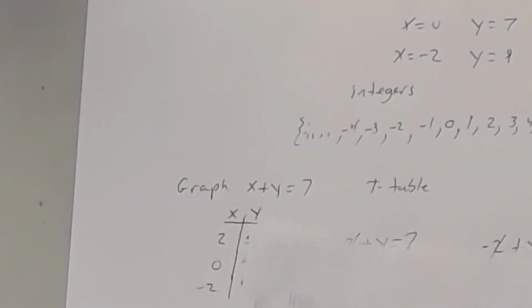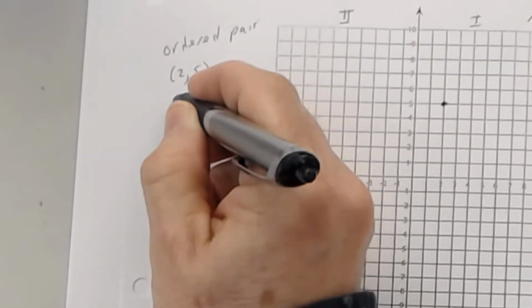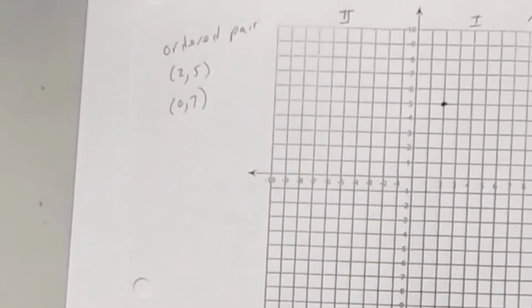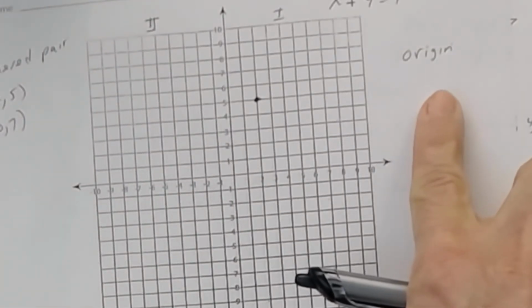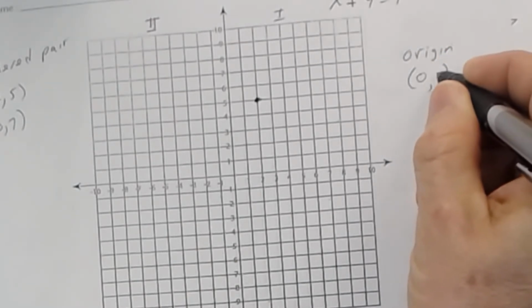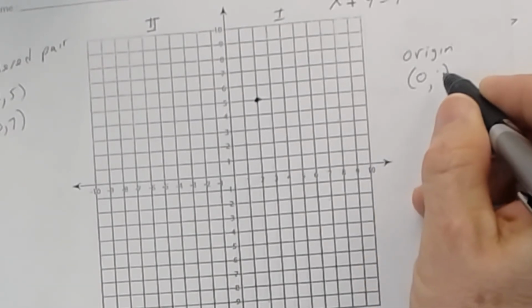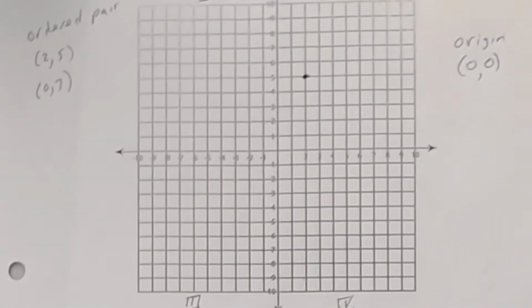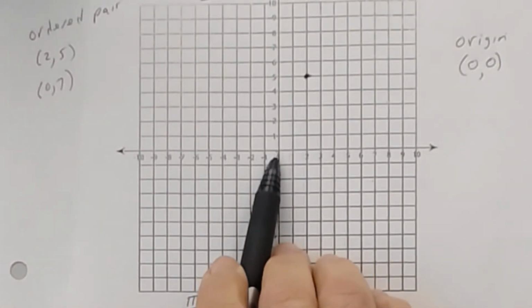The other point was 0, 7. We're going to put it as an ordered pair, 0, 7. To plot a point, I always start at the origin. The origin is where the x and the y axis intersect, which means that the x coordinate is what number? 0, and the y coordinate is what number? At the origin, 0. 0, 0, right? So this point right here is the point 0, 0.